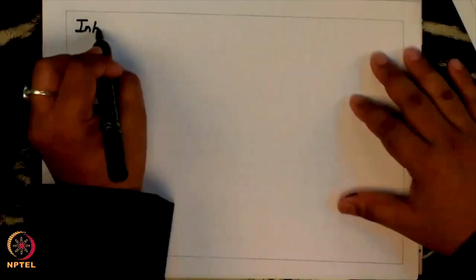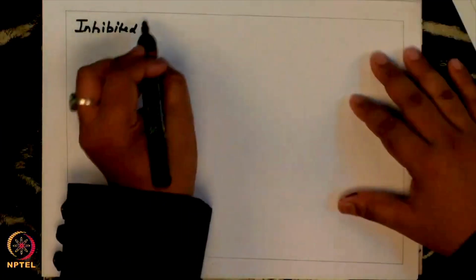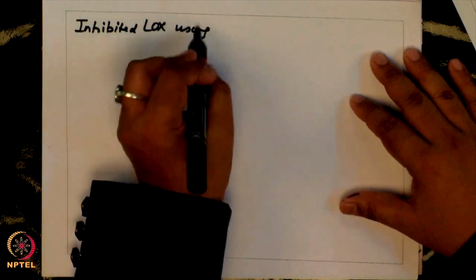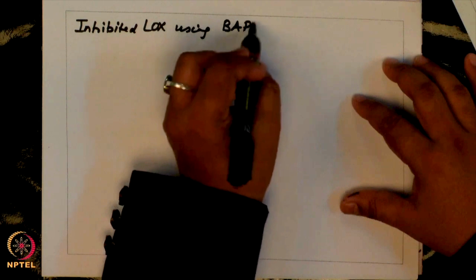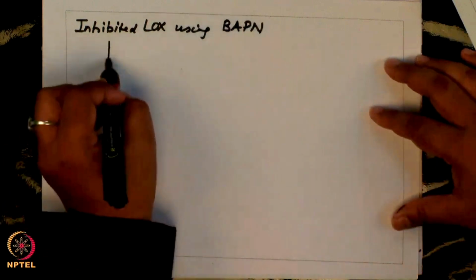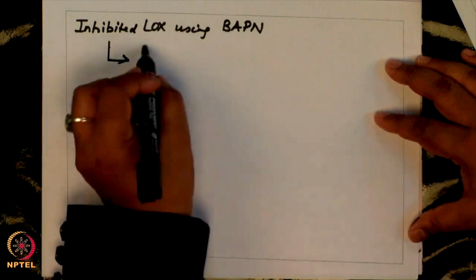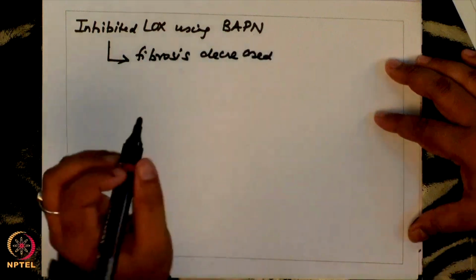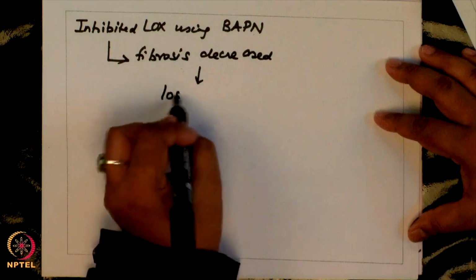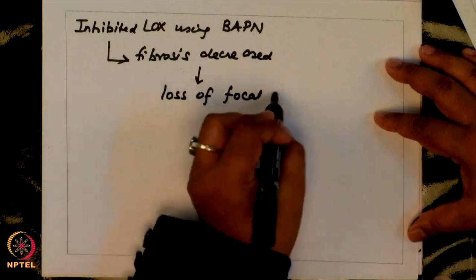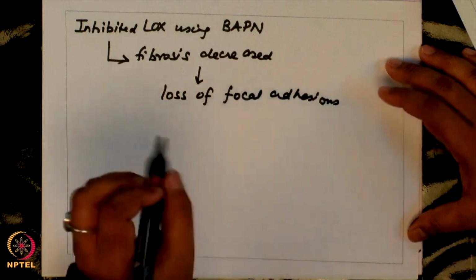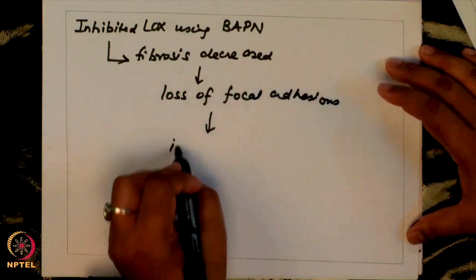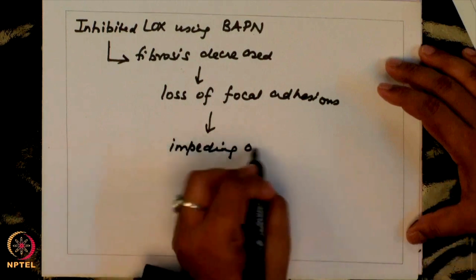They did the reverse experiment also. So what they did was they inhibited LOX using a drug called BAPN, and they again showed that when they inhibited LOX, the fibrosis decreased, leading to loss of focal adhesions and impeding or delaying of tumor progression.